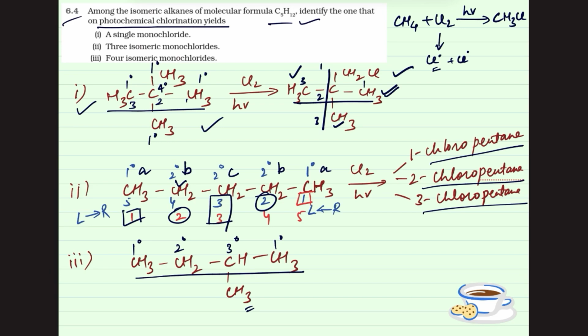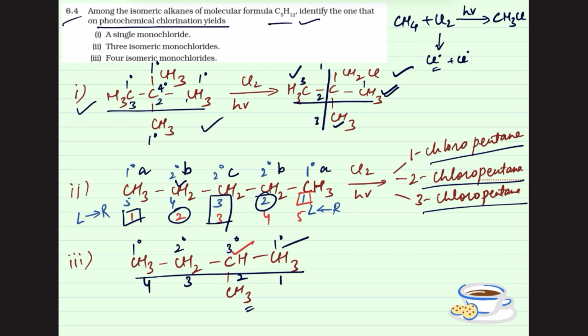Now if chlorine bonds to this carbon, then numbering the chain, this will be carbon number 1, this will be 2, this will be 3, this will be 4. The product will be 1-chloro-2-methyl butane. If chlorine is bonded to this carbon, that is the tertiary carbon, then the product will be 2-chloro-2-methyl butane.